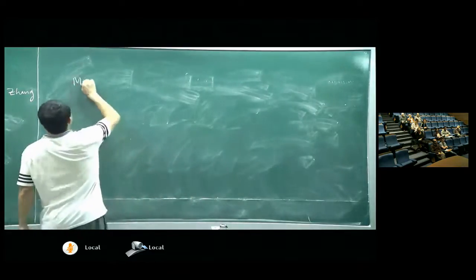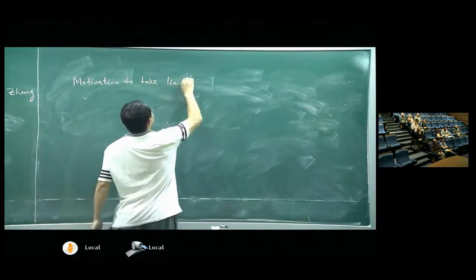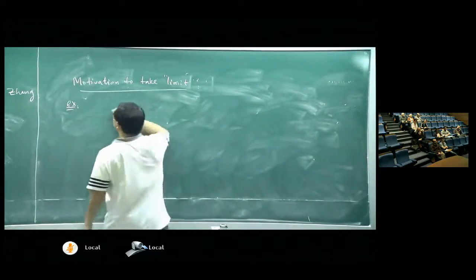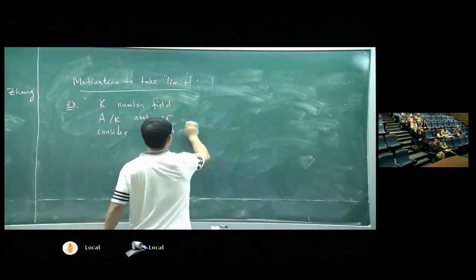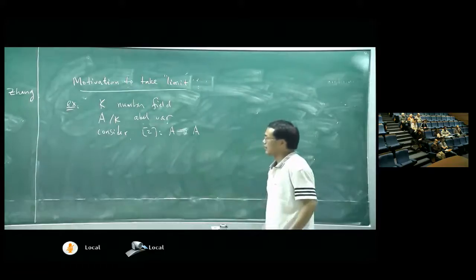Now we try to take a limit of this theorem. The reason to take a limit is really coming from number theory. So I first write a little bit about the motivation to take a limit. Just one example: abelian varieties. Assume K is a number field, and A over K an abelian variety, and we consider this one, multiplication by 2. Now this is over K.